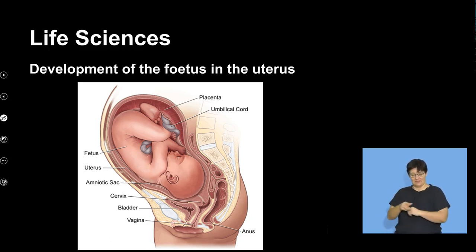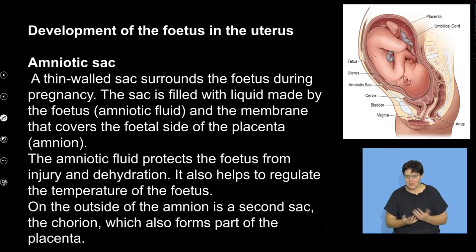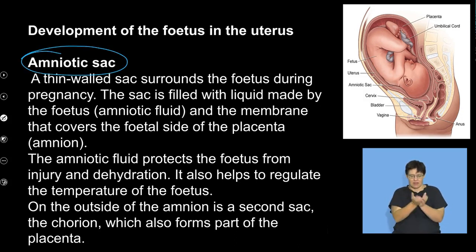It's a diagram that is quite overwhelming to understand when we look at this, in terms of how a small ball of cells develops into this complex young individual. Let's look at what happens. So all of this happens within a sac called the amniotic sac. When we look at the amniotic sac, it is a layer of membrane that encloses this developing young fetus. A thin-walled sac surrounds the fetus during pregnancy, and that we refer to as the amniotic membrane.